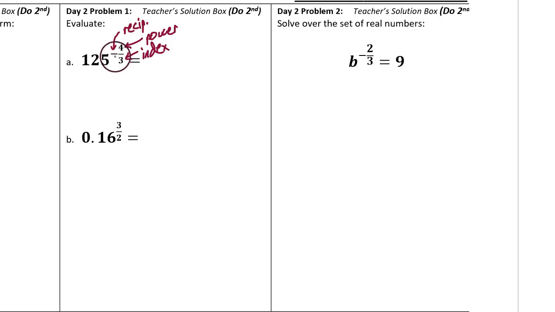Let's apply the meaning of the negative exponent first and do the reciprocal of this. This is equivalent to 1 over 125 to the 4/3 power. Next, let's apply the meaning of the denominator within that exponent, which is a cube root. So now we have 1 over 5 to the 4th power. The way that I got the 5 is by doing the cube root of 125. Finally, evaluate the 5 to the 4th power. This makes 1 over 625.